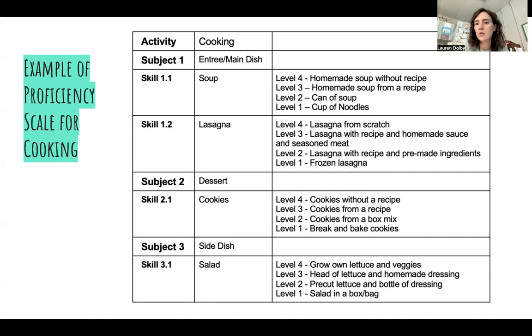Level 1 is cup of noodles. You just add water. Level 2 is can of soup. You have to open it up, put it in a pan on the stove, heat it up. Then level 3, homemade soup from a recipe. And level 4 is you are making that soup without a recipe.